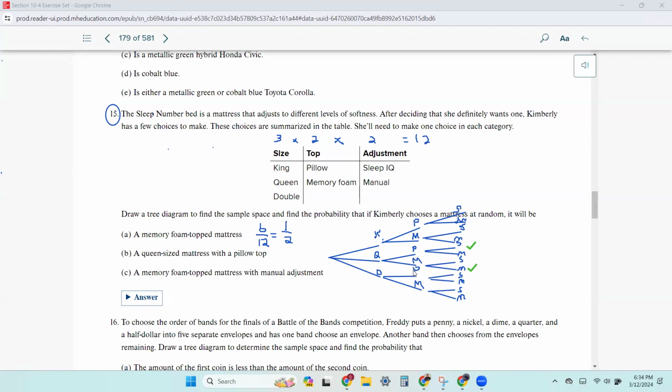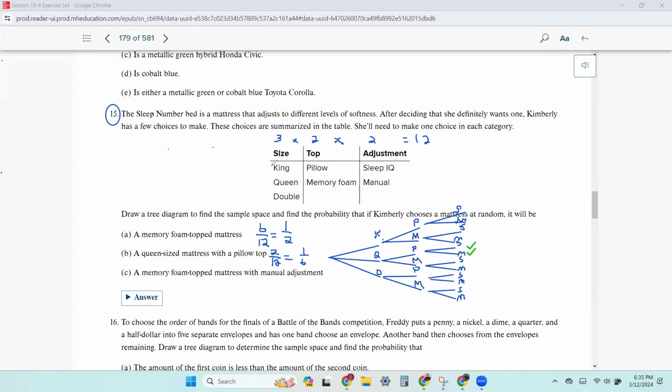So here was the queen, and off of that, hold on a second. The pillow top, I'm sorry, whoa. There was only one of them. Yeah, there's only one queen with pillow top right there. I'm sorry, there are two. It's the next one as well. There we go. I had the wrong one checked. So this is queen pillow top, sleep IQ. This is queen pillow top manual. So there are two over 12. So 1/6.